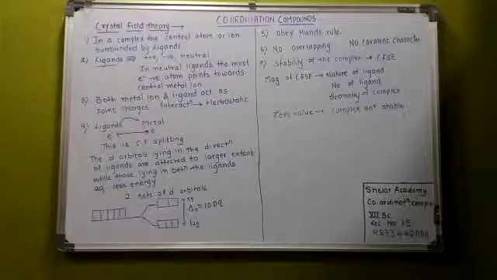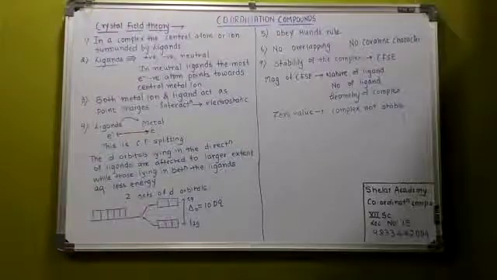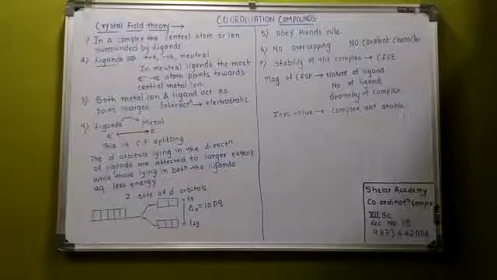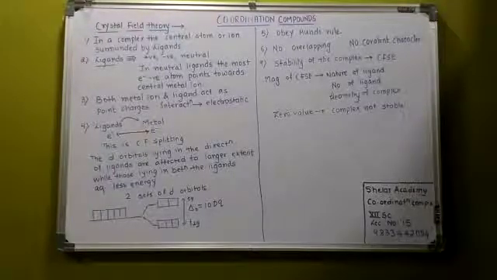Okay, the next, third point. Both the metal ion and the ligands act as point charges. So the interaction, the force of attraction present between the metal and the ligands, is electrostatic force of attraction. It is not a covalent bond. It is not because of overlapping. This is not valence bond theory. It is crystal field theory. That is the third point. Now we proceed with the next point.